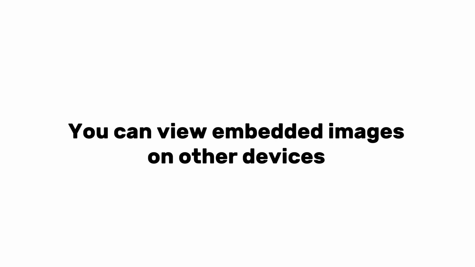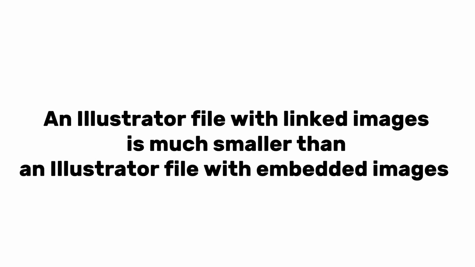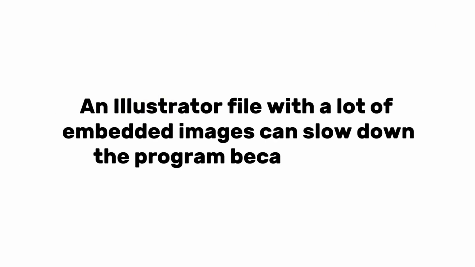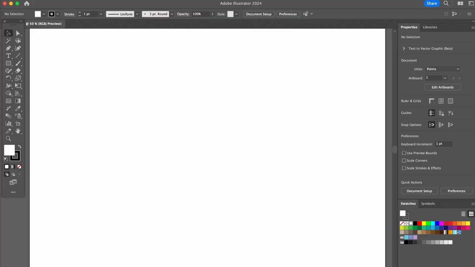However, if you have a linked image, when you transfer your file to other devices or someone else opens the same Illustrator file, it's going to show a missing link instead, because a linked image is linked to the image where it's located on your device. Another difference is that a linked image is much smaller than an embedded image. So if you have a lot of images that you're working on in Illustrator, and you embed them all, it's probably going to slow down your program sometimes, depending on the computer you have as well. I would recommend embedding the image at the end if you are working on a big project or something like that. I know it can sound a little bit confusing.